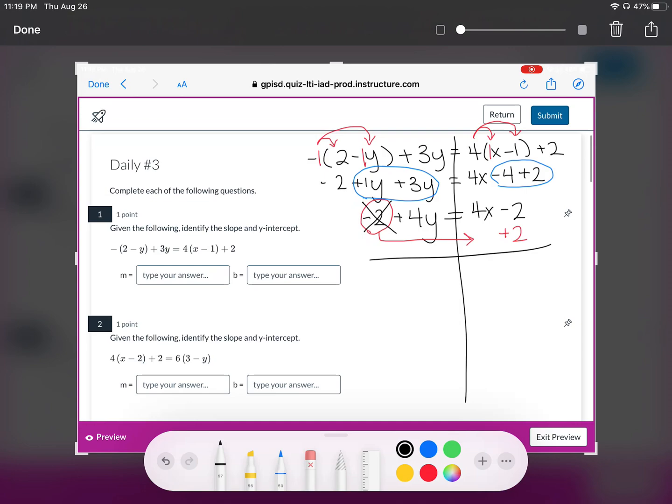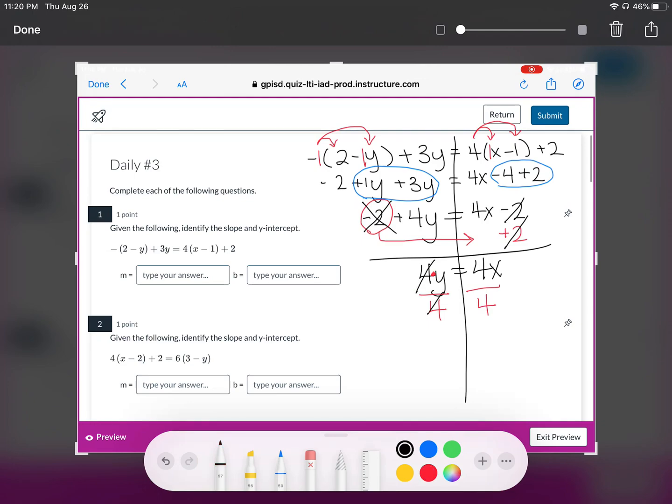Now that it's gone from that side, that means we only have 4y left. We're going to bring the 4x down, and negative 2 plus 2 is just 0, so it cancels out. Our last step is to multiply or divide. Because this says 4 times y, we're going to do the opposite of multiplication, which is division. We're going to divide both sides by 4.